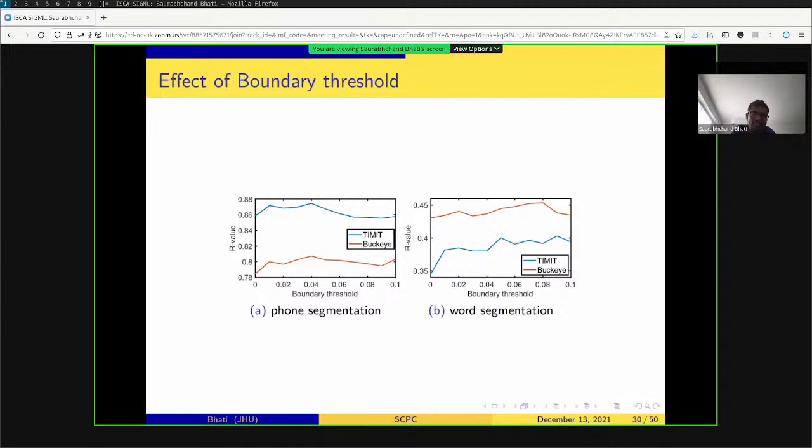Our reasoning, or our understanding, is that the number of phone segments is typically higher. So when you have a lower threshold, the model can generate more segments, which can match better with the higher number of phone segments. And if you want to do word segmentation, by using a higher threshold, the model will generate very few segments, which will match better with the lower number of word segments.